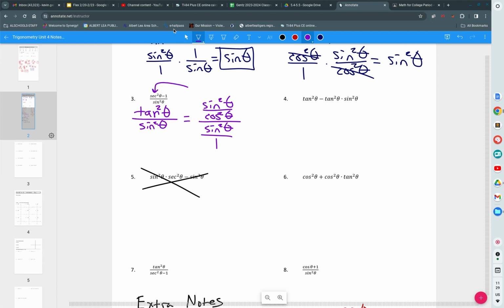What do we do at this point? Multiply by the reciprocal. Hannah ate her Wheaties today. Way to go. And notice that the sine squareds cancel, and I get 1 over cosine squared. Is that my answer? No, because what's 1 over cosine? This becomes secant squared of theta.